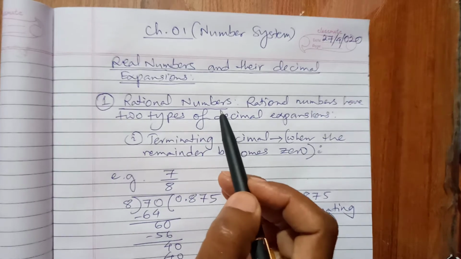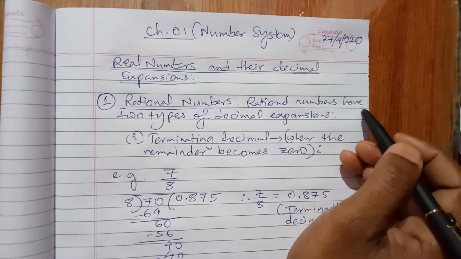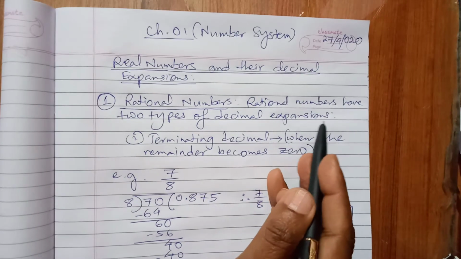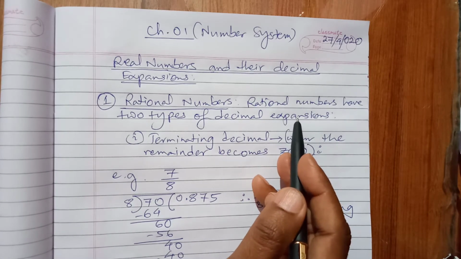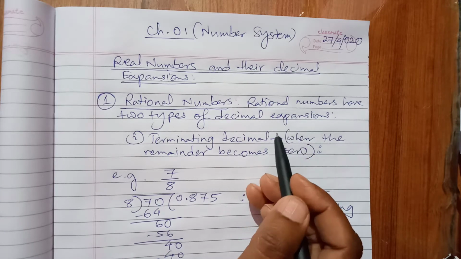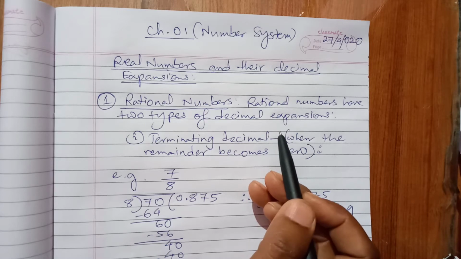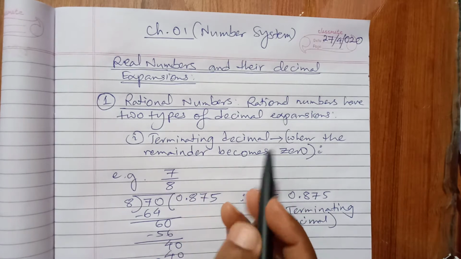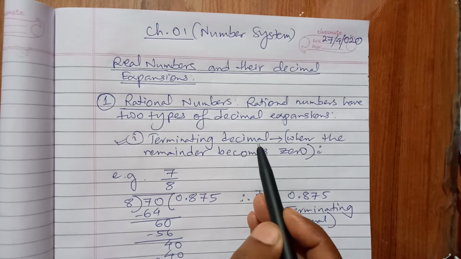So see, rational numbers have two types of decimal expansions, or two types of decimal representation. We get the decimals of rational numbers when we divide the numerator by the denominator. So always we get two types of decimals when we divide the numerator by the denominator for any rational number. Your first type of decimal expansion is the terminating decimal.